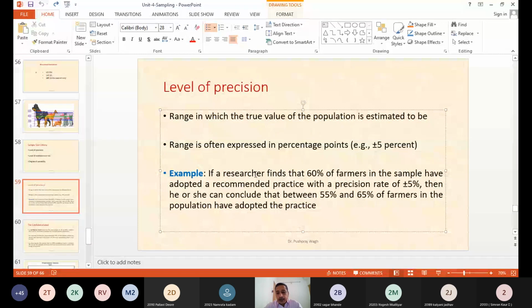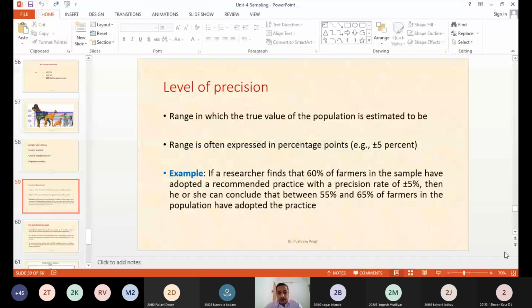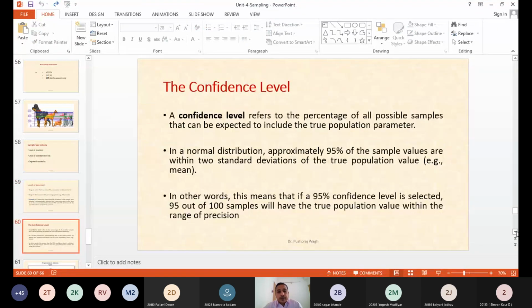The second criterion is confidence level. Confidence level means the percentage of all the possible samples that can be expected to include the true population parameter. Population parameter means it is some number about the population, maybe we take the mean.